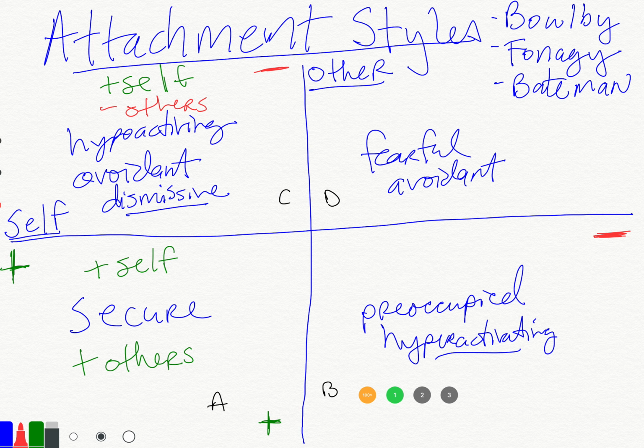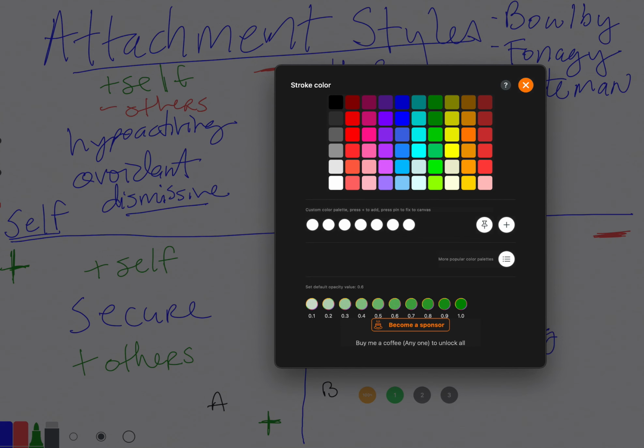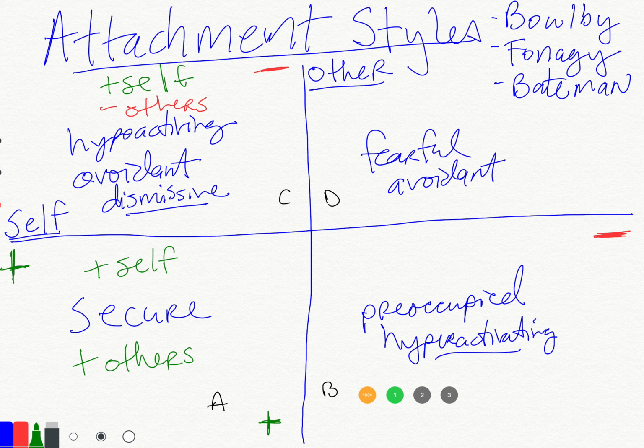The preoccupied style has a positive sense of the other, so very concerned about what others think of them, but a negative sense of themselves. So they always want to make sure that they're doing enough, good enough. They may feel worthless, and they need to prove their self-worth. And then the fearful avoidant has both a negative sense of the other, so they stay away and they avoid, and they have a negative sense of themselves. So really a pretty difficult attachment strategy to be engaged in.